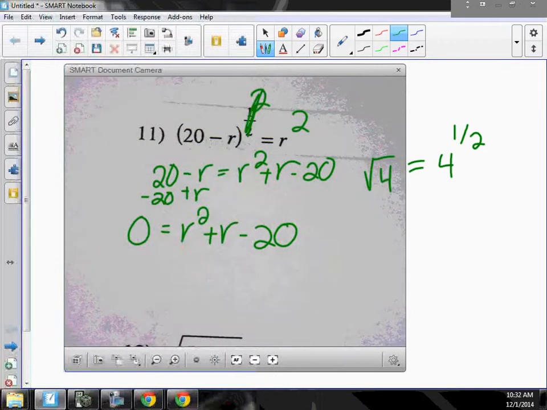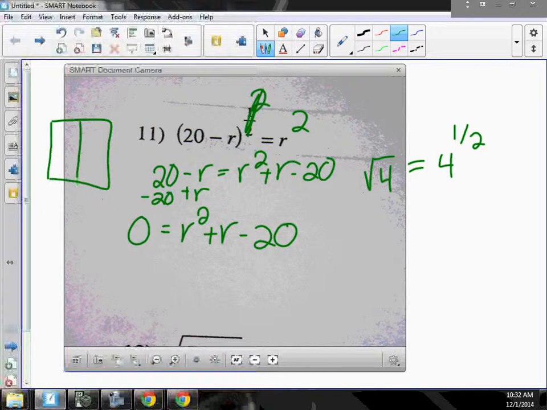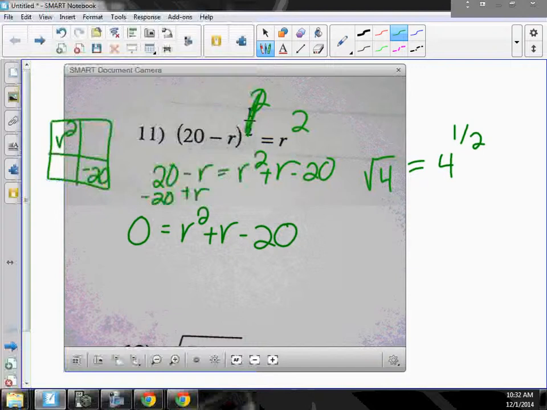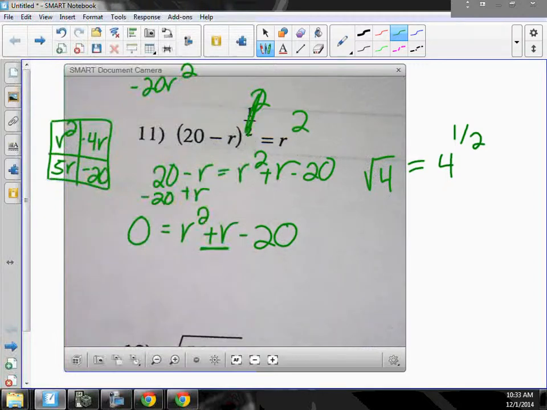Everybody okay so far? Now I need to put this into the box. R squared, negative 20. And then your next step is to multiply those two together. So I get negative 20 r squared. Are there factors of negative 20 that add to be 1? Negative 4 and positive 5. So negative 4r and 5r. You guys remember how to do that?